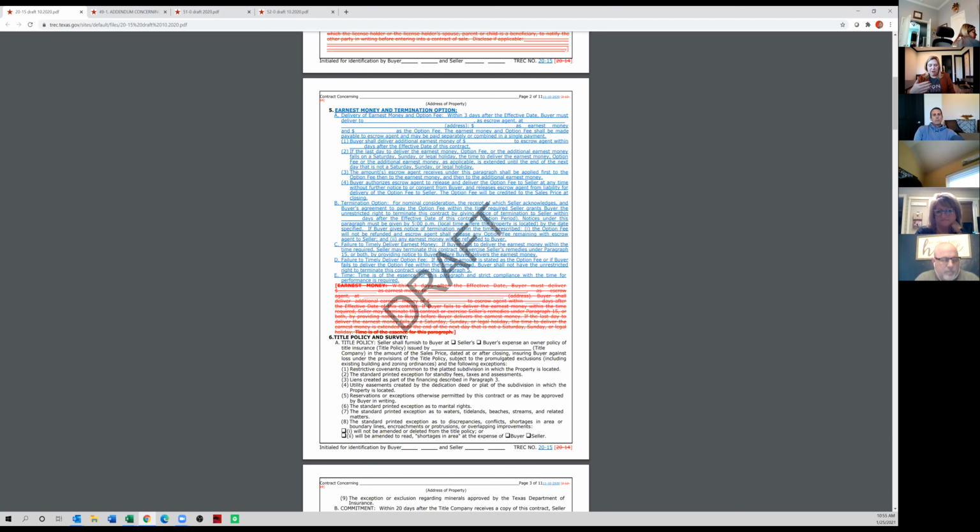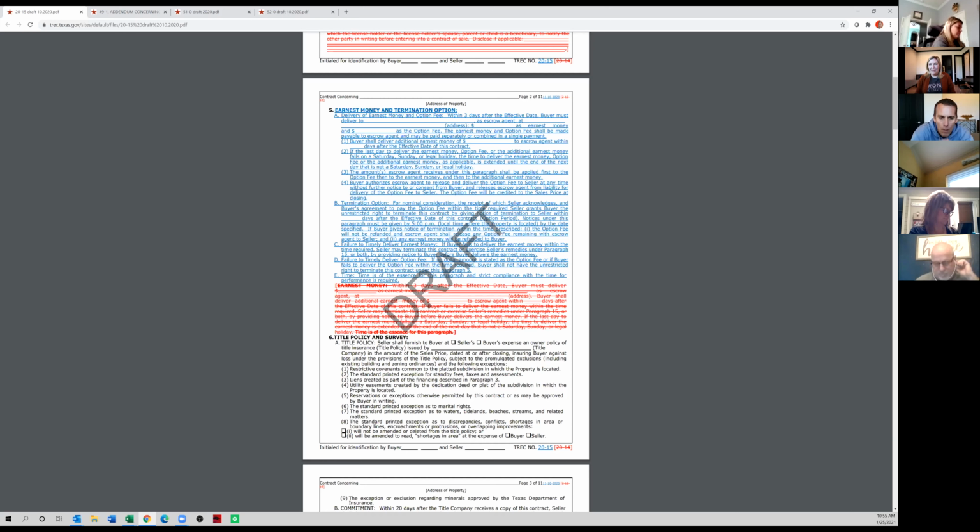Okay, so then paragraph 5B, it's the same paragraph that we had in paragraph 23. For nominal consideration, the receipt of which the seller acknowledges, and buyer's agreement to pay the option fee, blah, blah, blah. It still says, hey, within the number of days, and it ends at 5 p.m. All the same stuff there.